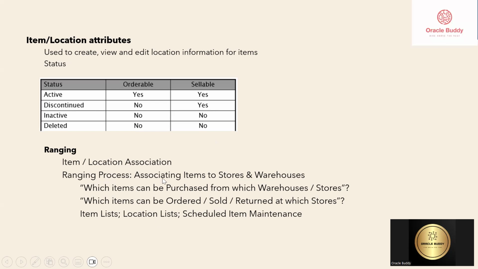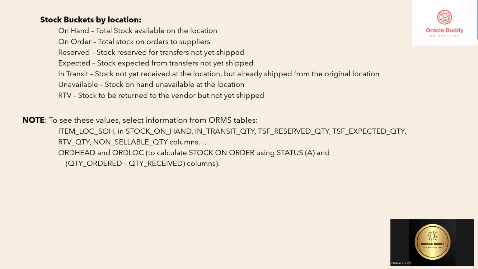So the ranging process is the association of items to stores and warehouses. Which items can be purchased from which warehouse or stores? Which items can be ordered, sold, or returned at which stores? We also have a few other things like item list, location list, and schedule item maintenance, which we will see in the upcoming videos. Next, stock buckets by location.